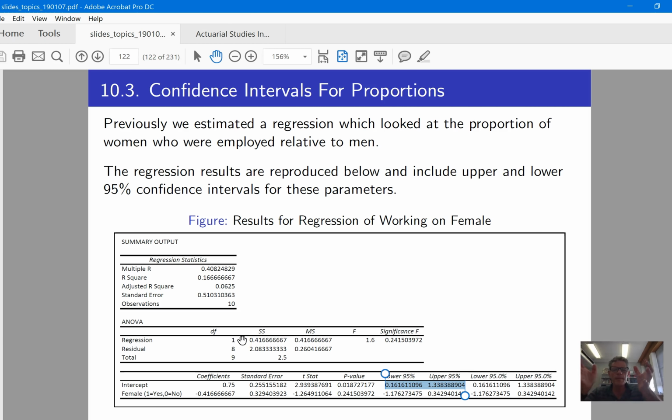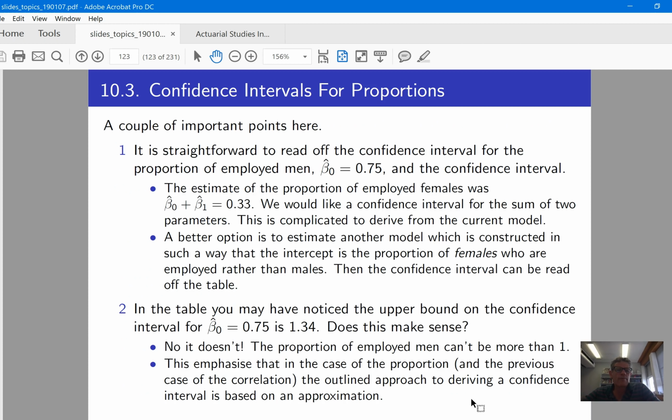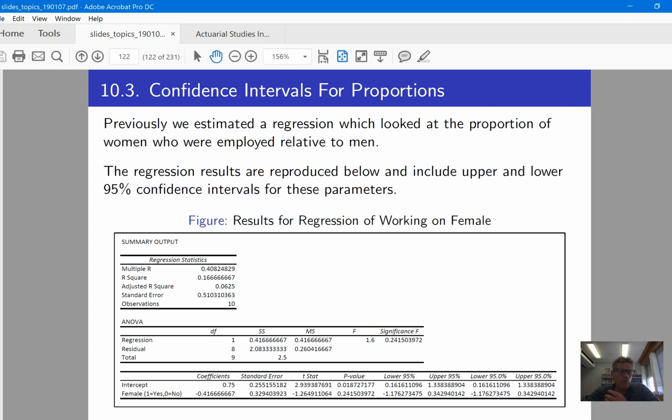So I've got 10 people, some males and some females, some employed, some not, and based on just 10 people, I'm estimating two quantities of interest. What proportion of the males are employed, and what proportion of the females are employed? Well, not surprisingly, I'm going to get a pretty inaccurate estimate with just 10 data points. So that's reflected in the fact that my confidence interval for the proportion of males who are employed is extremely wide. Now, it's actually a little tricky for me to get a confidence interval for the proportion of females who are employed because I don't have one number for that. The proportion of females employed is this number plus this number, which is 0.75 minus 0.41, giving me 0.33.